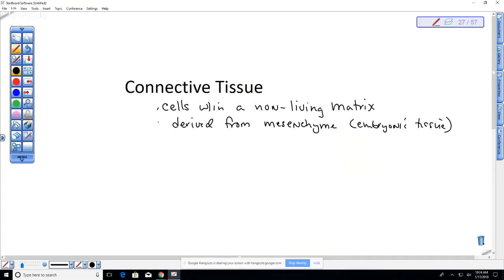So the bone, your cartilage, your fat, your blood, we could define all of those as cells within a non-living matrix, and we could say that all of those different types of tissues are derived from mesenchyme. And so that's why connective tissue, even though when we think about blood and bone and fat, they're very, very different in their structure and their function, they have those two things that are similar. Okay, so that's why they're classified as connective. Okay, so when we look at the matrix, we have what is called the ground substance.